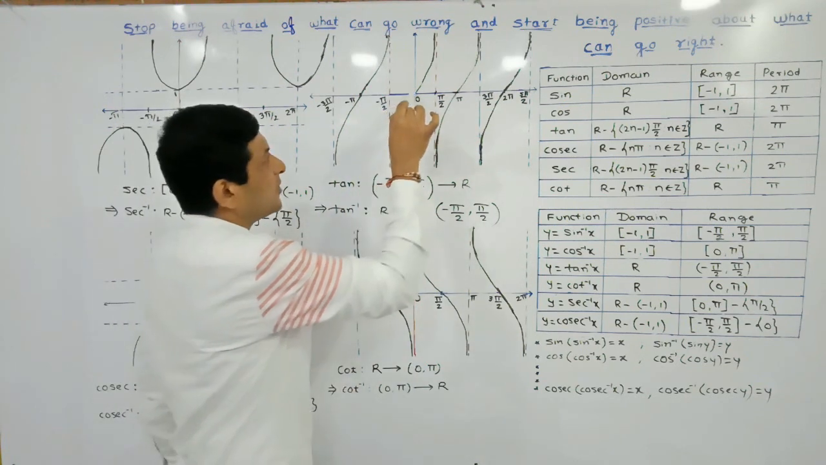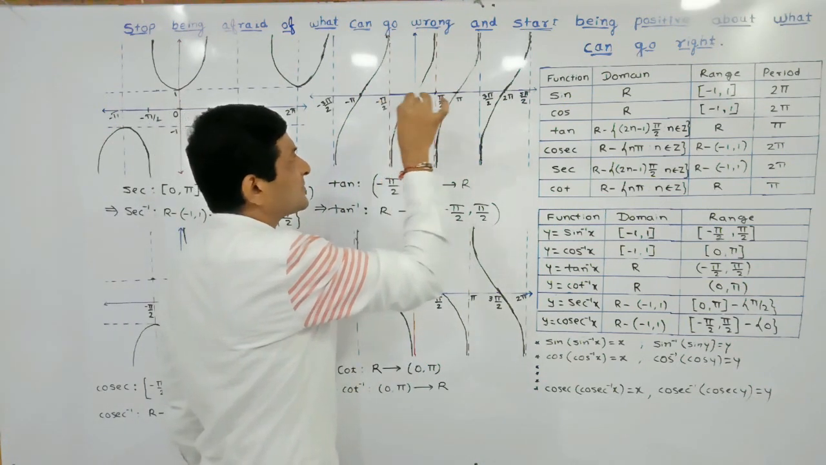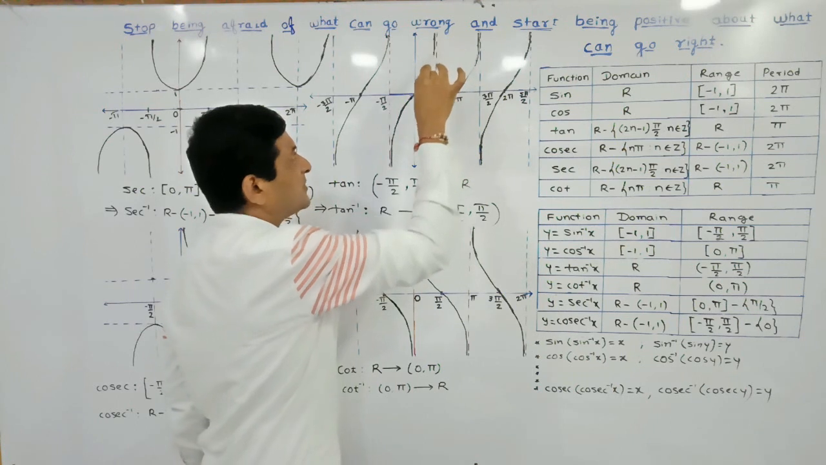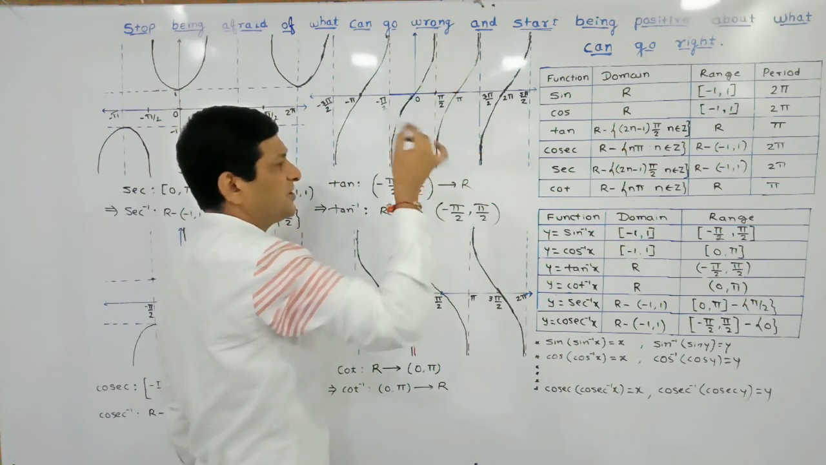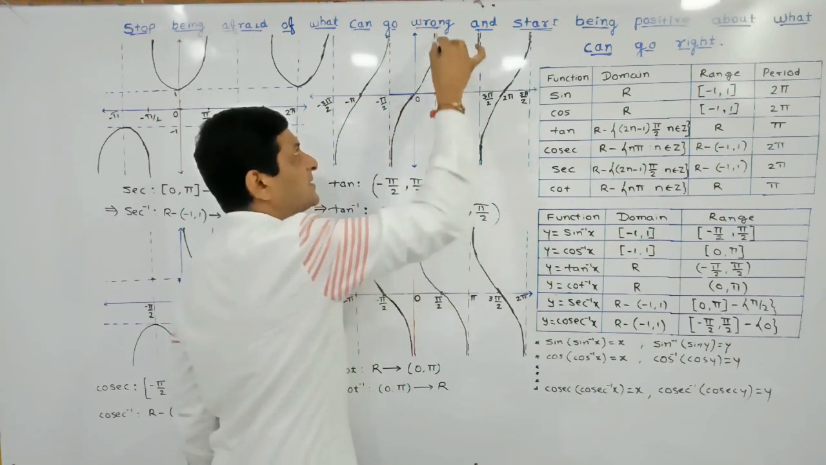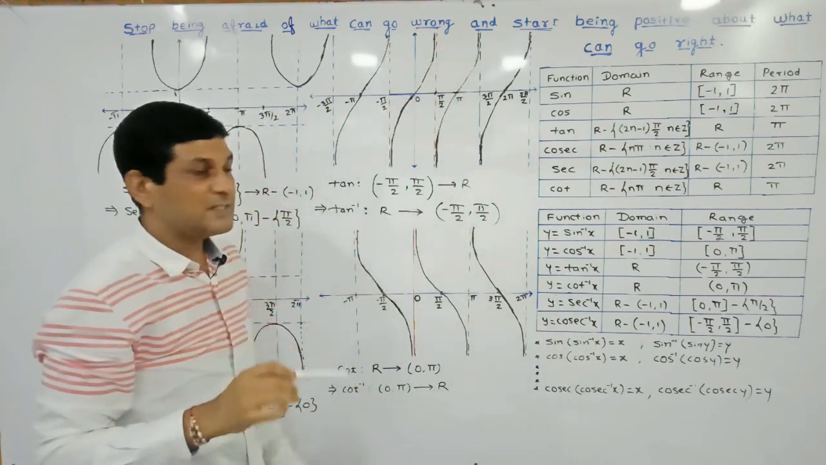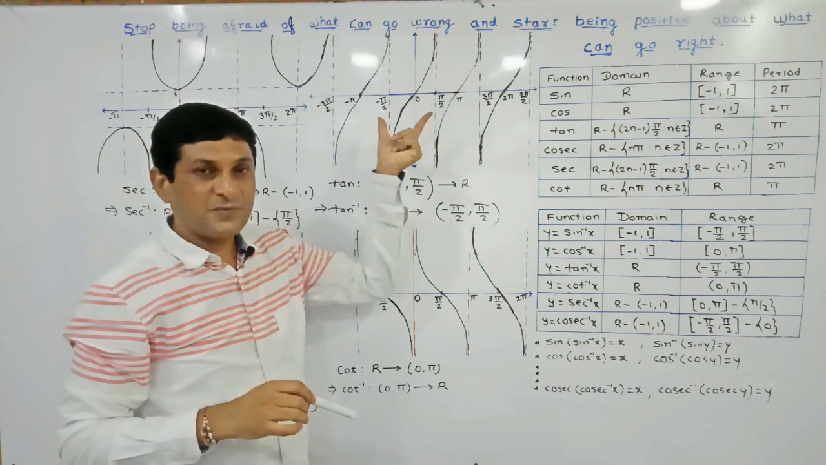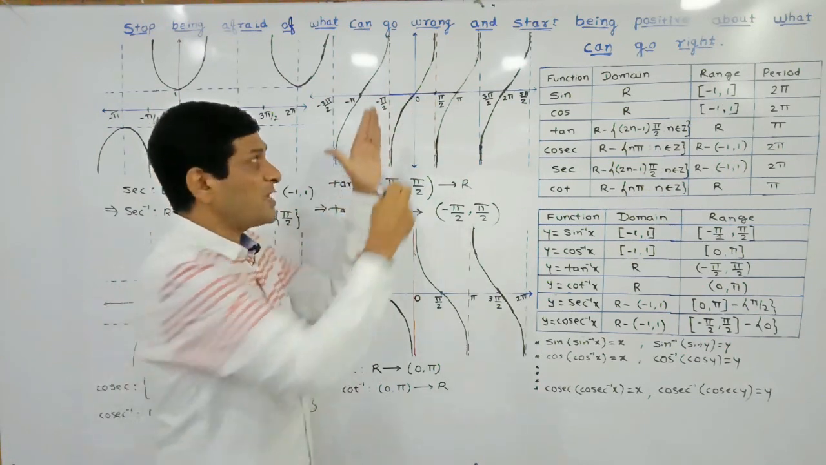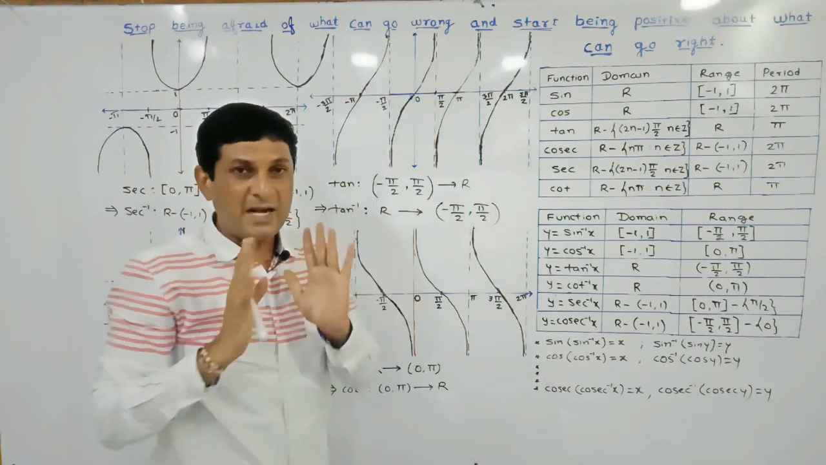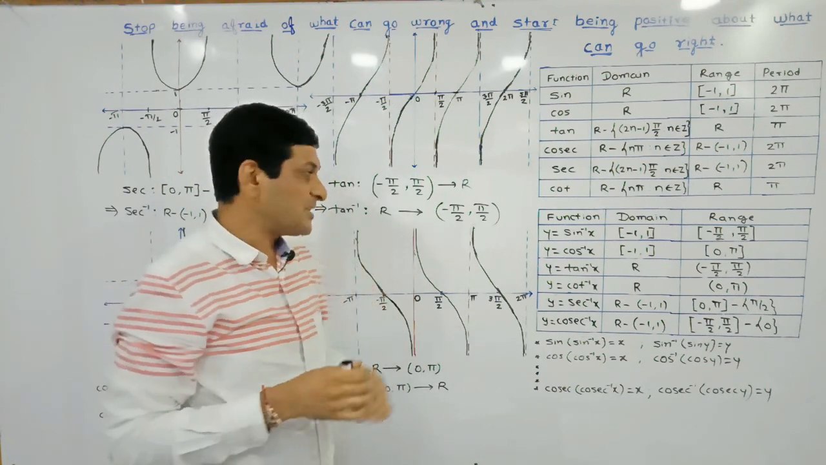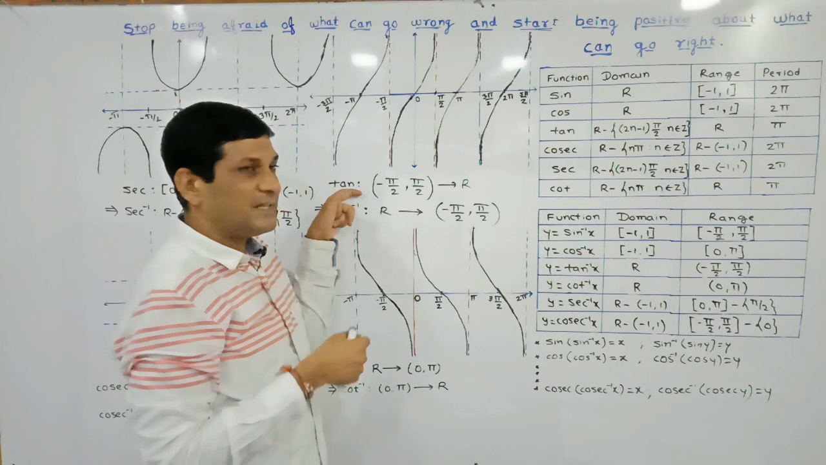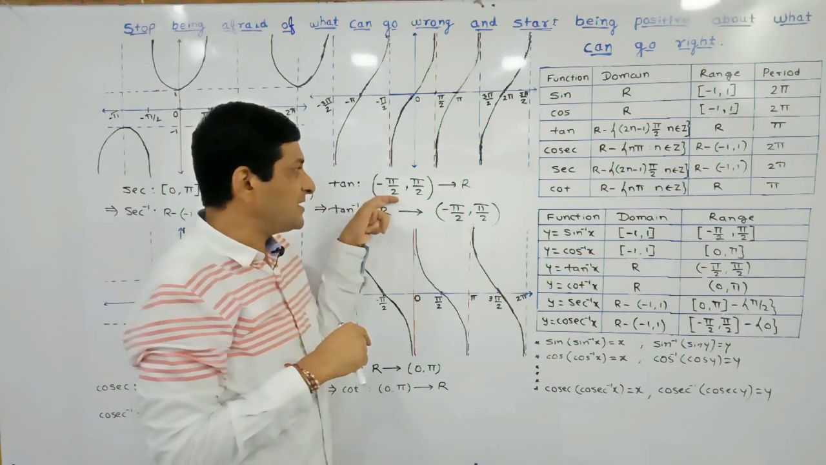So here, if you observe, if we are selecting this interval minus pi by 2 to plus pi by 2, the graph is moving from infinity to minus infinity, or in other words, from minus infinity to plus infinity. Means in this interval, if we select only this part, the function becomes one-one on-to.